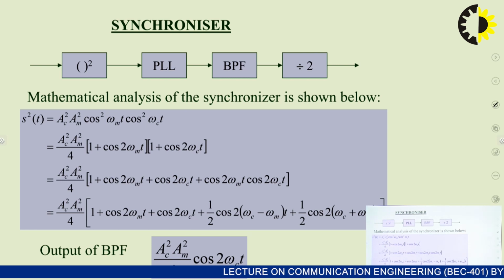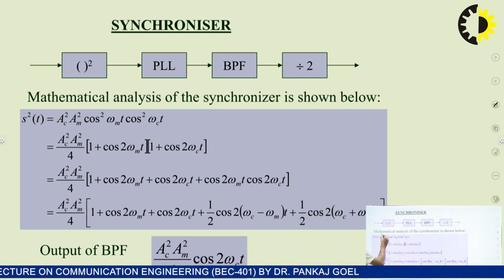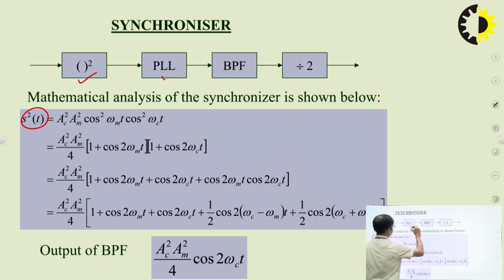Here, this block diagram of this synchronization circuitry consists of 4 components, 4 modules. This is a square circuit which will give you s square t. This is our PLL, phase lock loop, which is used to synchronize. This is our band pass filter, BPF is band pass filter, and this is frequency divider by 2. And this complete circuit is known as a synchronizer.